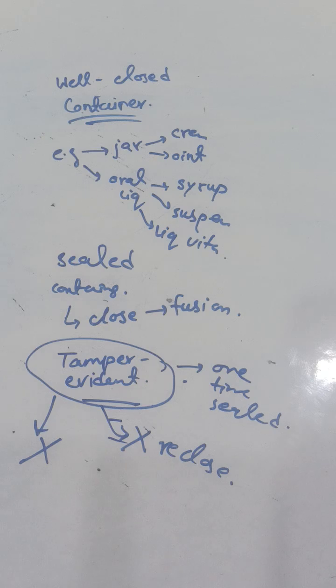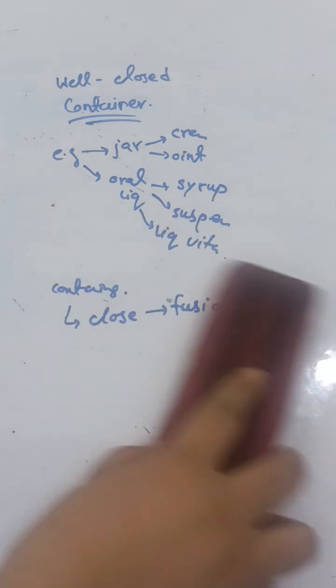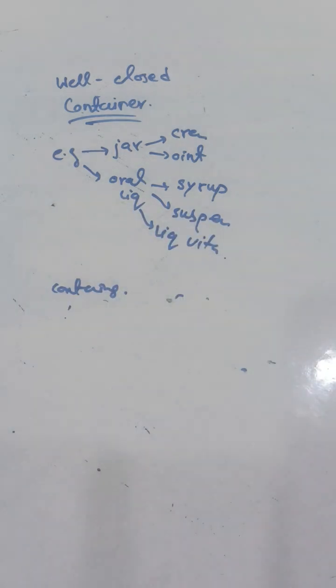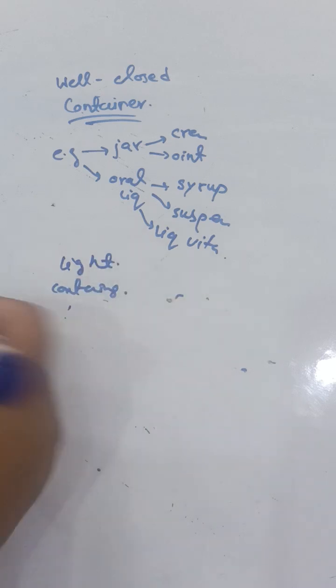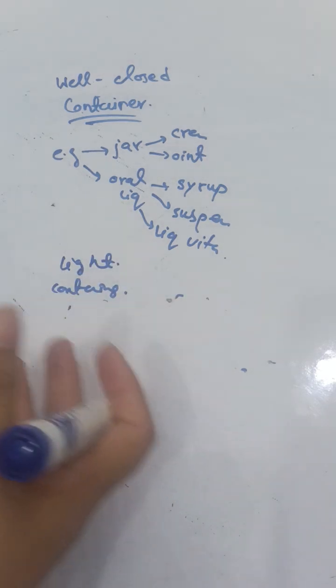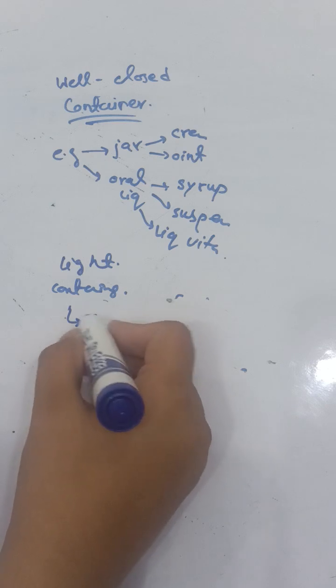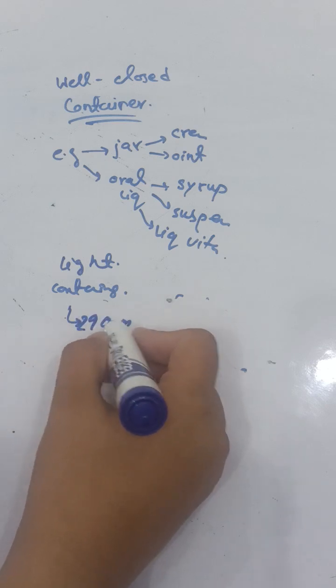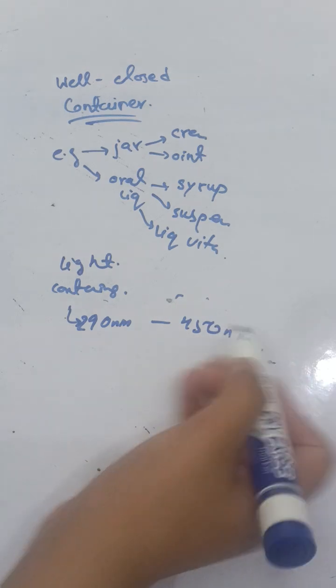Some are light resistance containers. Which containers are these? Light resistance containers, which resist the light, cannot bear the light. So they protect our drug from the wavelength or from radiation from 290 nanometer to 450 nanometer.